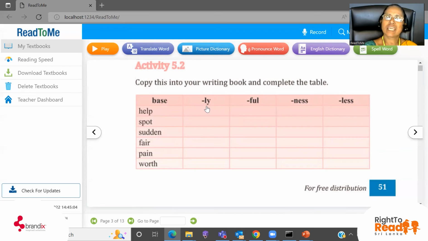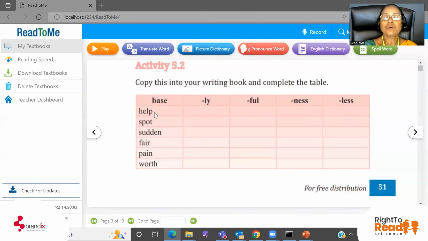ly. We don't say helply, no. Helplessly, we can say. The puppy looked at us helplessly. You can form a word using ly as a suffix, helplessly. Then, how do you form, add ful? Helpful, helpfulness. Less, the puppy was helpless.